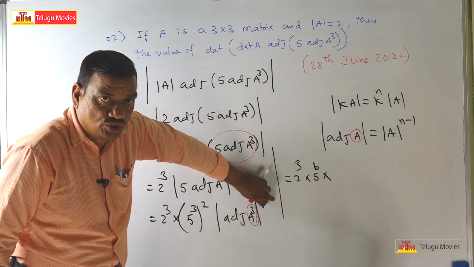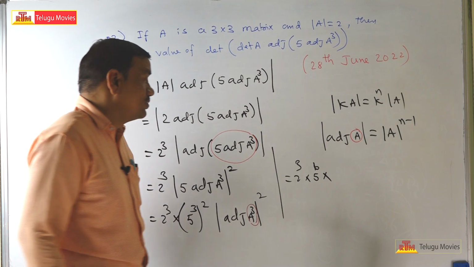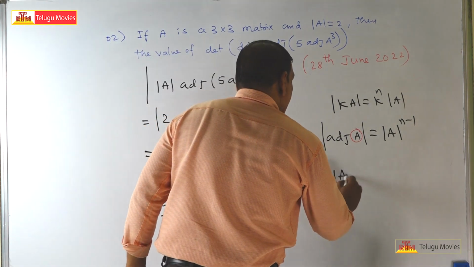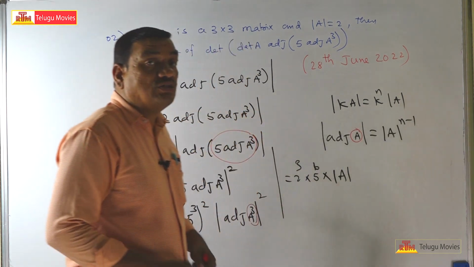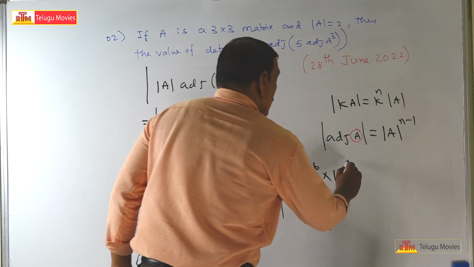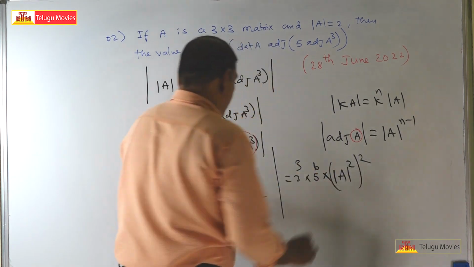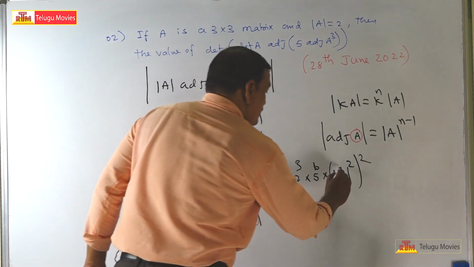So forget about this 2. Forget about this power 2. So adjoint of A cube means what? That is equal to determinant of A whole power n minus 1. N minus 1 means what? 3 minus 1, 2. Square, already 1 square is there. Already 1 square is there. Okay now. Right. This is A cube.